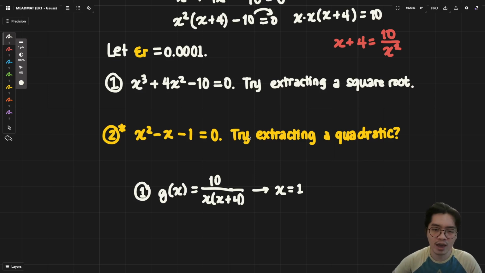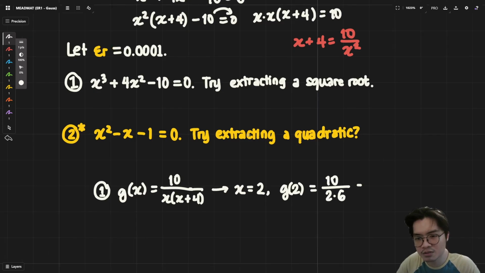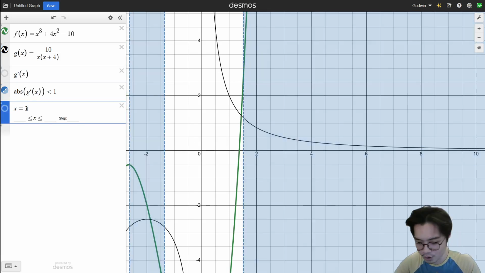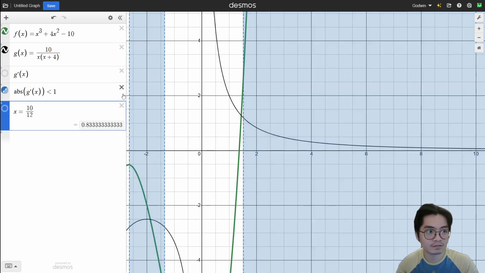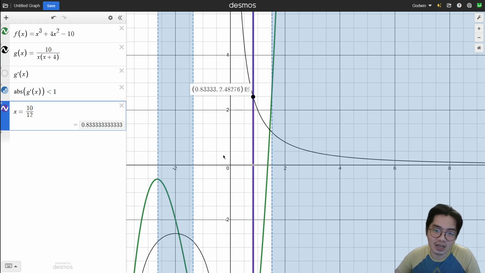Maybe 2. X equals 2, right? We'll give you g of 2 is 10 all over 2 times 2 plus 4. That is 6. Now this is 10 over 12. Note that when you're going to put in 10 over 12, that is now going to be outside of your fixed point iteration. So immediately we're going to say, okay, that will not do well, right?